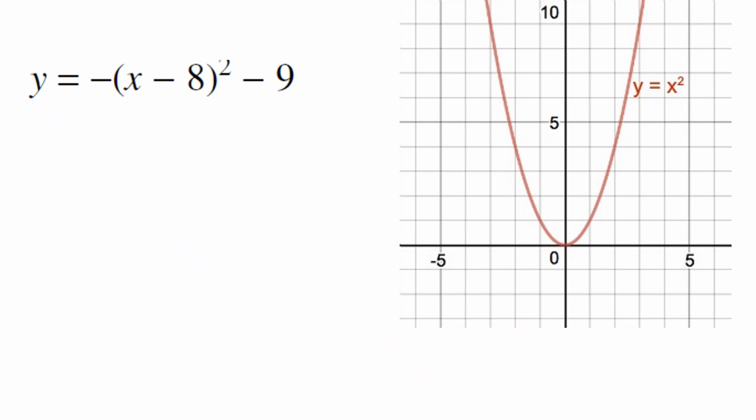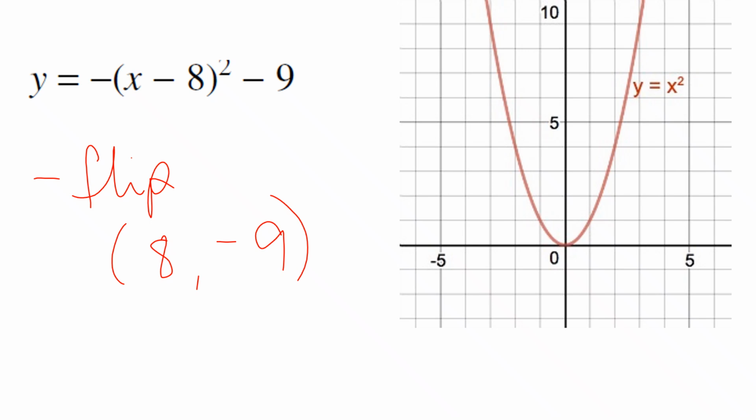Here, our dilation factor is -1. So it tells us that we are going to flip the graph upside down, and our turning point is going to be at (8, -9). So it would be 8 for our x-axis, -9 for our y, and we will have it upside down. So this shape here.